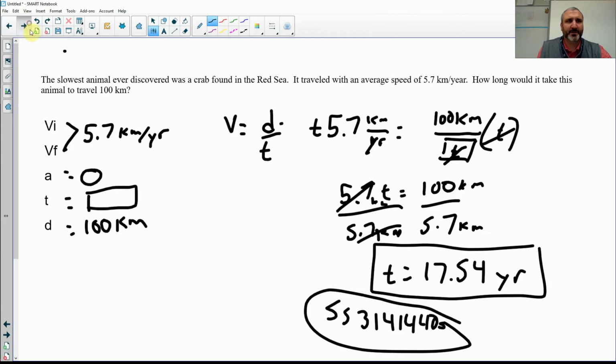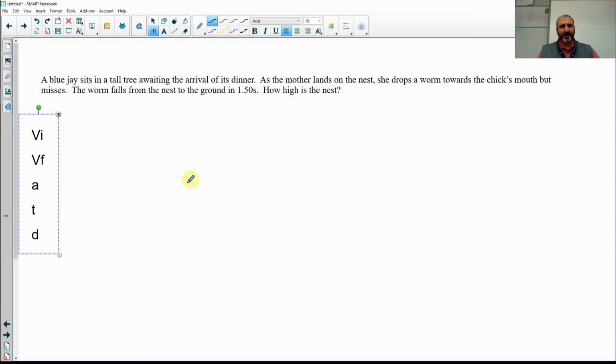A blue jay, because that was the last one. Okay, blue jay sits in a tree awaiting its dinner. His mom lands on the nest. She drops a worm towards the chick's mouth, but misses. The worm falls from the nest to the ground in 1.5 seconds. How high is the nest?